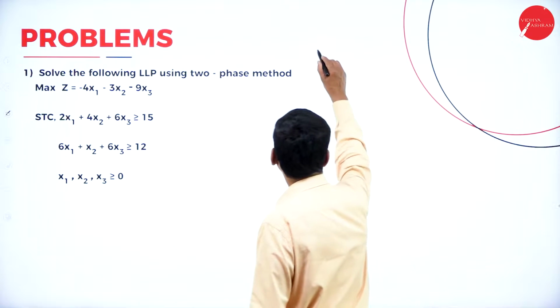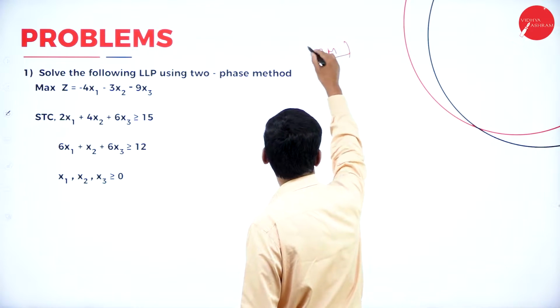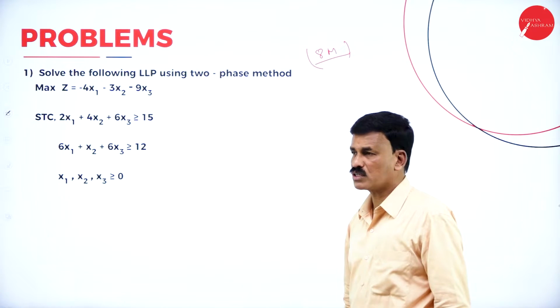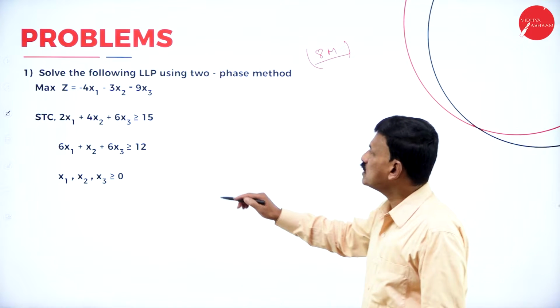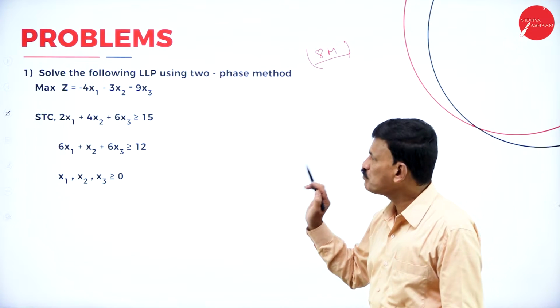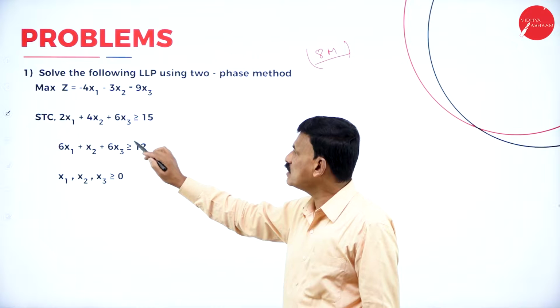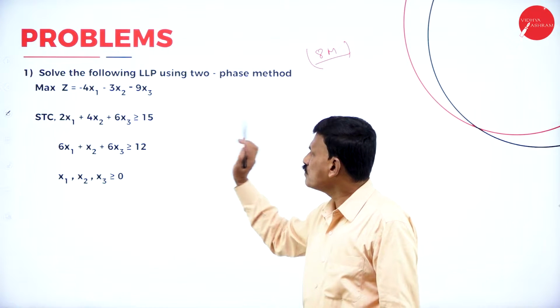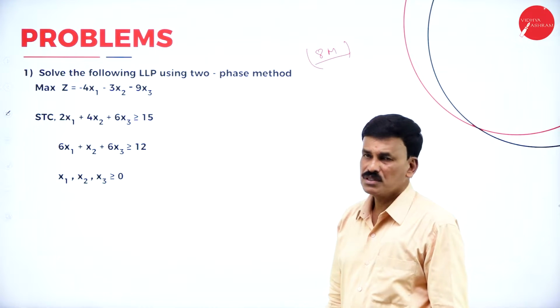So, this is an 8 marks question. Usually, you will get this type of problem for 8 marks. So, what is the objective function? Max z is equal to minus, so this is of maximization type. Further, what are the constraints given? Greater than or equal to 15 and greater than or equal to 12.